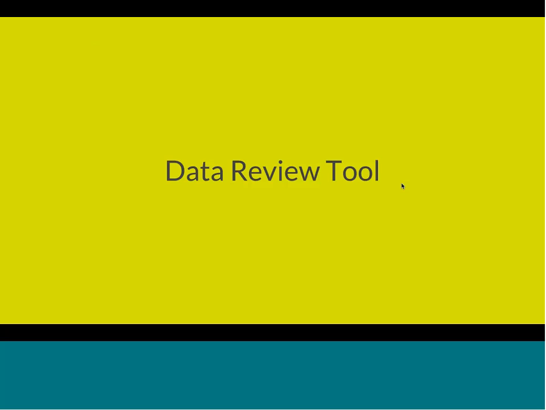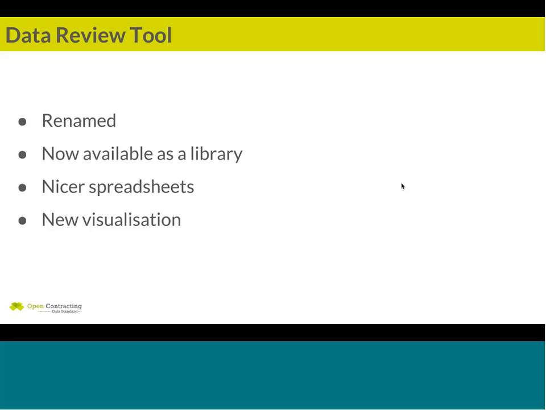The data review tool, known as the OCDS validator until last summer, has had some work on it over the last few months. Crucially, it's now available as a library. This has come out of the Kingfisher work. We've always tried to make it slightly reusable. It's now even more reusable, and as time goes on, we're exposing more and more of the functions that you'll see in the data review tool as a nice Python library that gives you those results in a way that you can just use straight away.